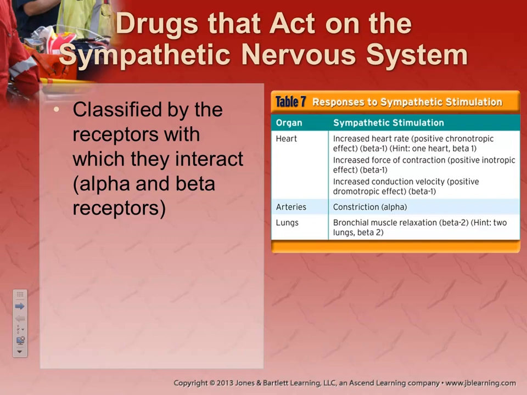Albuterol is a beta 2 sympathomimetic. Bronchodilates and vasoconstricts, right? Has no effect on the heart. But beta 1 is going to have a little bit of effect on the heart. We'll get to those drugs in just a minute.